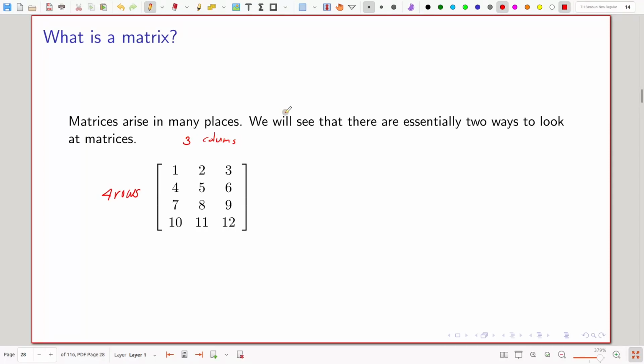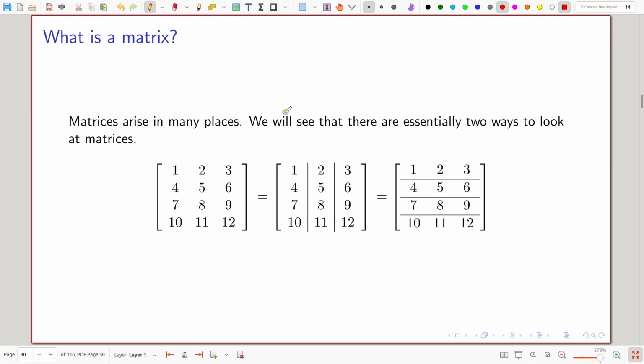Because we know vectors already, when you think of a matrix, you can think of them as 3 column vectors, or 4 rows of vectors. You can think of them in either way, but both perspectives are equally valid and give you the meaning of the matrix in various ways.